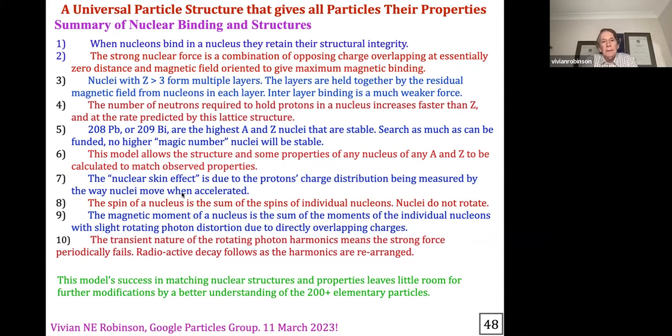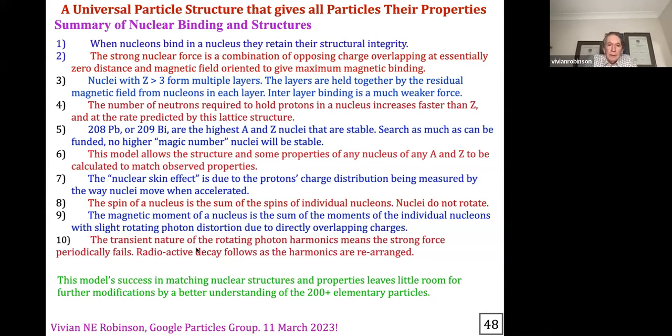The nuclear skin effect is just due to the way the proton's charge distribution is being measured, because of the way they move. They always move exposing their spread-out charge. The spin of a nucleus is the sum of the individual nucleons. Nuclei do not spin. The magnetic moment of the nucleus is the sum of the moments of the individual nucleons, with a slight rotating photon distortion, just because the charges overlap.